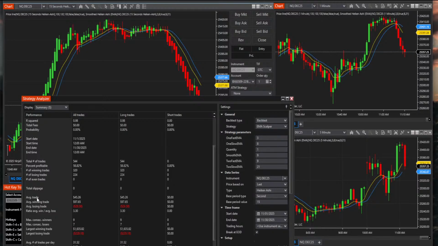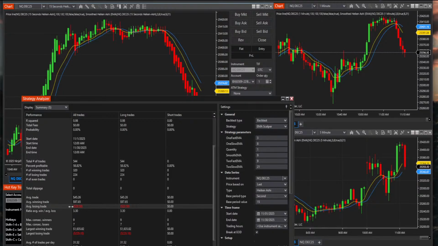If we look down here, the average winning trade is $100. Average losing trade, $30. That's pretty decent. Max consecutive winners is 9. Max consecutive losers is 7.